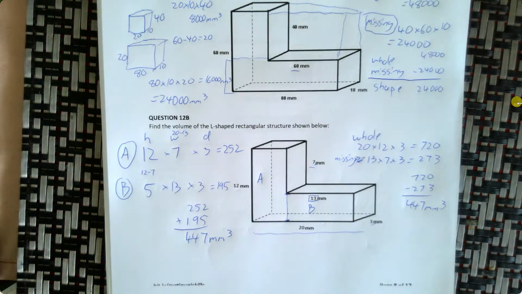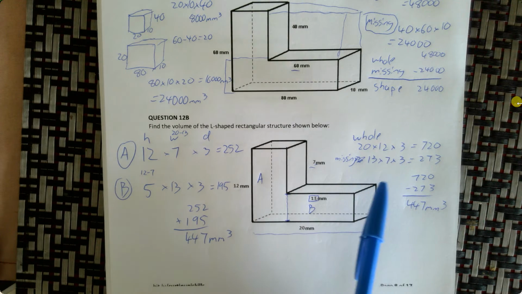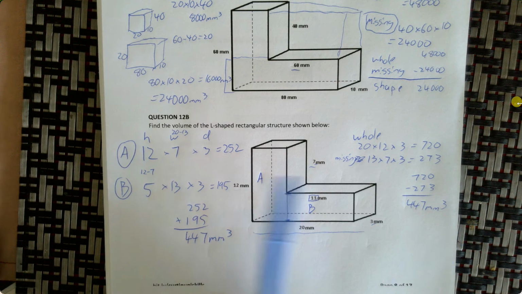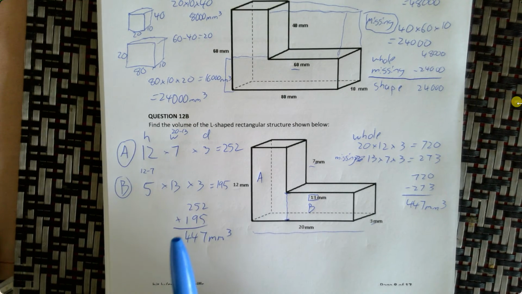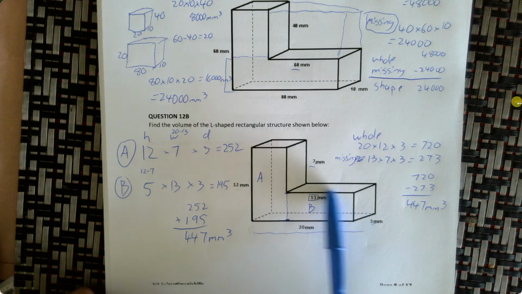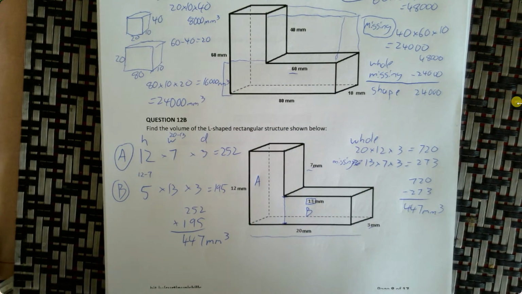So yeah, you can figure it out any which way you wish. Probably for a shape like this, doing the whole minus the missing is easier than adding up the individual pieces, because for the individual pieces you have to do other little calculations. But it just depends on what the shape looks like. For a shape easy like this, where we can clearly see we're just removing a rectangular prism from a larger rectangular prism, that's fine.